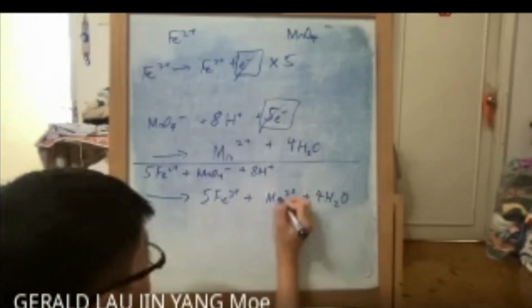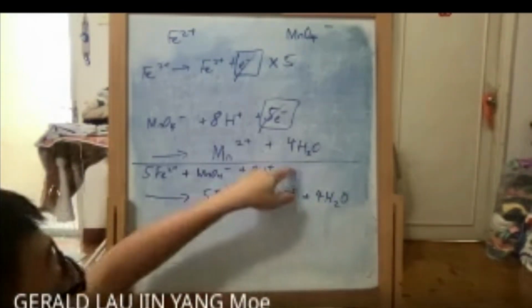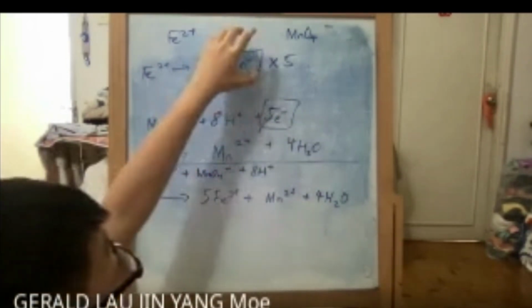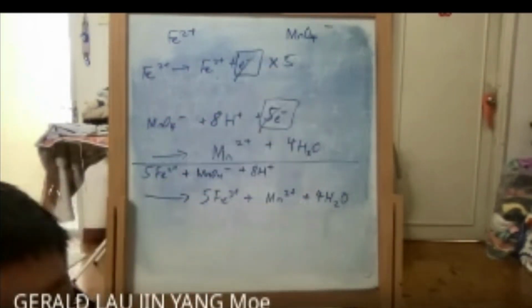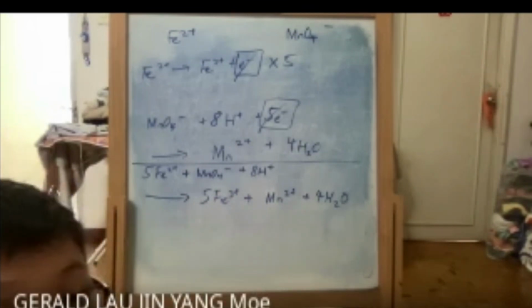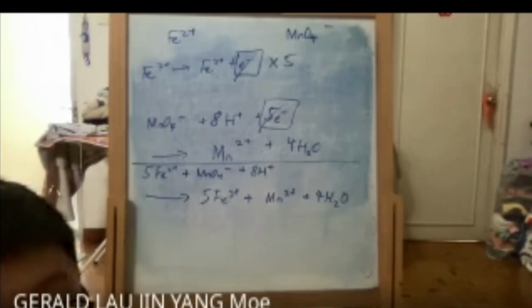And remember, in an ionic equation, you don't have electrons. Electrons only appear in the half equation. Okay? Can you understand? I hope no one is blur.